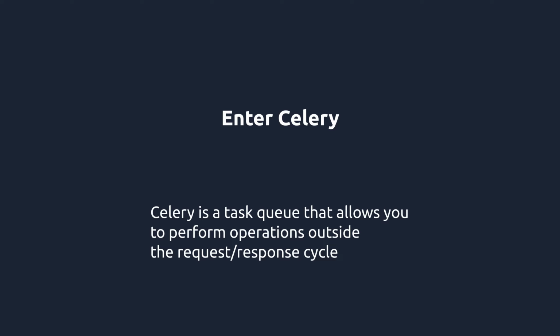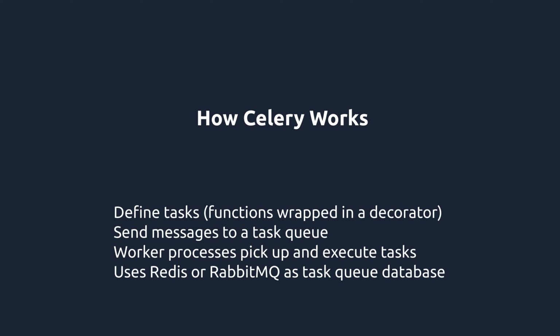When you need to perform a potentially time-consuming operation, you send a message to a task queue and move on. The message will be later picked up and executed by a Celery worker process. Common choices for the task queue database are Redis or RabbitMQ. To perform an operation via a task queue, you need to define a task, which is essentially a function wrapped into a task Python decorator. You will then call it in a special way, which will be explained in this tutorial.